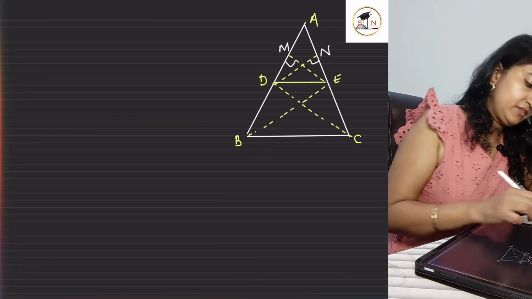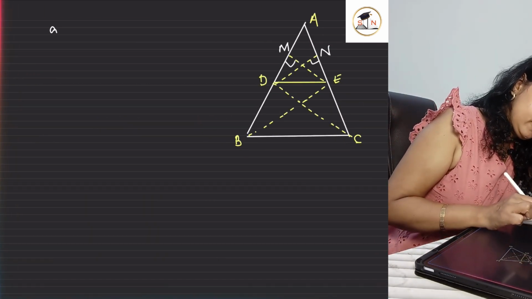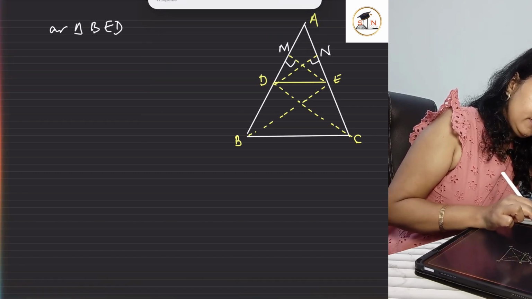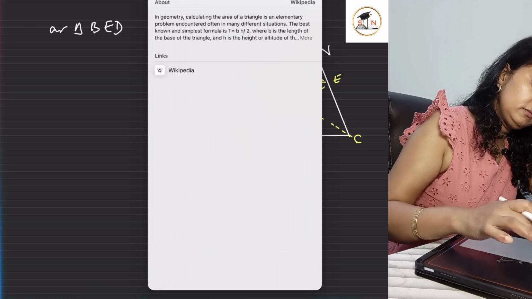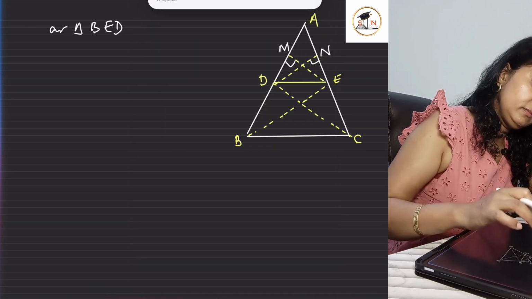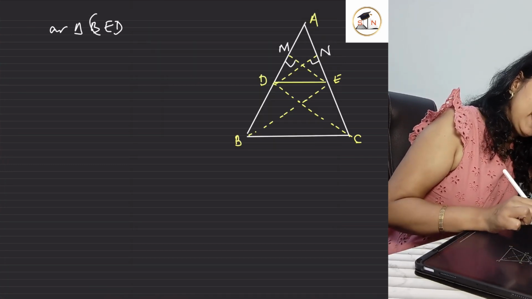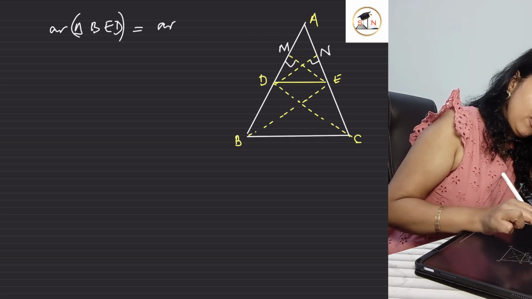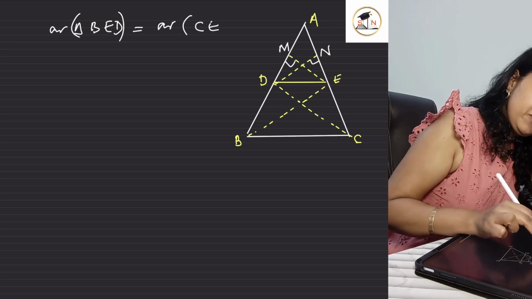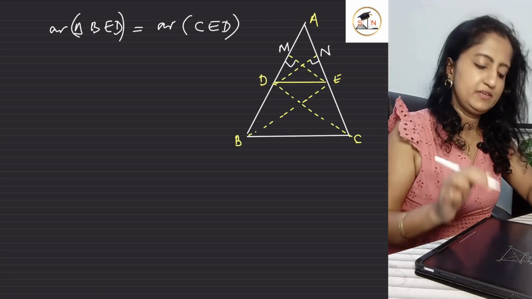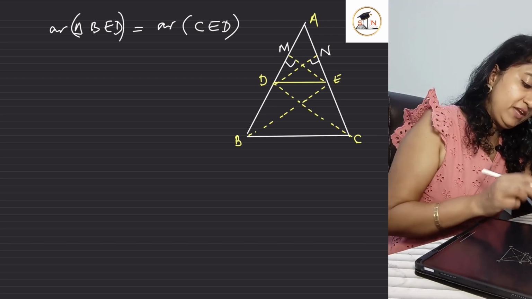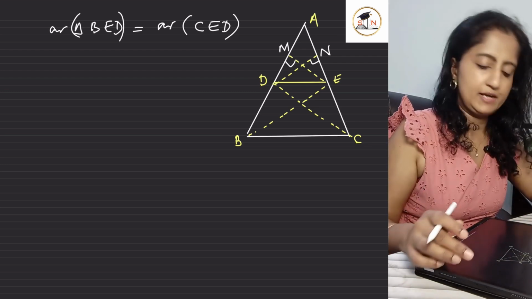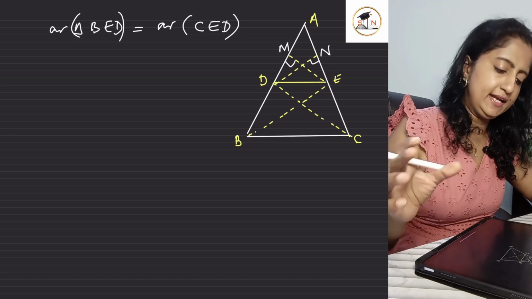So what do we get? We get area of triangle BED equals area of triangle CED, right? This is what we get. Okay. Now, we had already area of triangle ADE was same, right? We had taken area of ADE also.